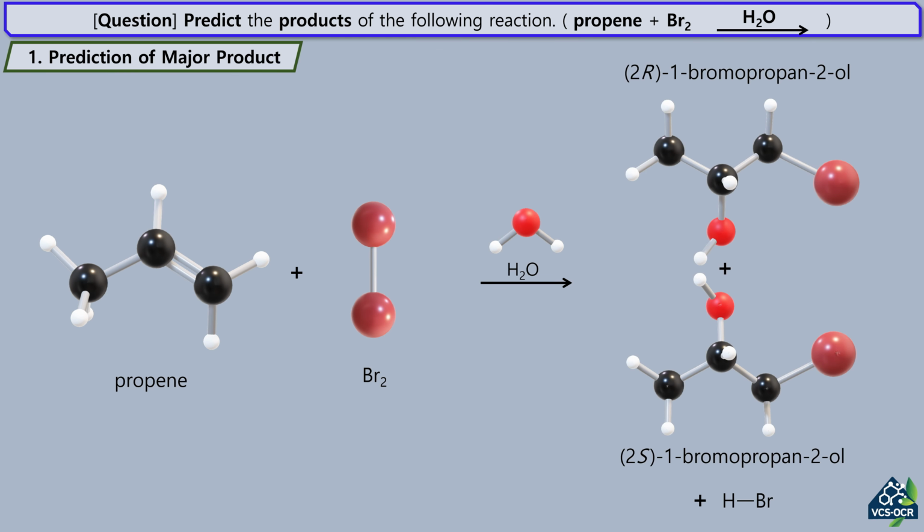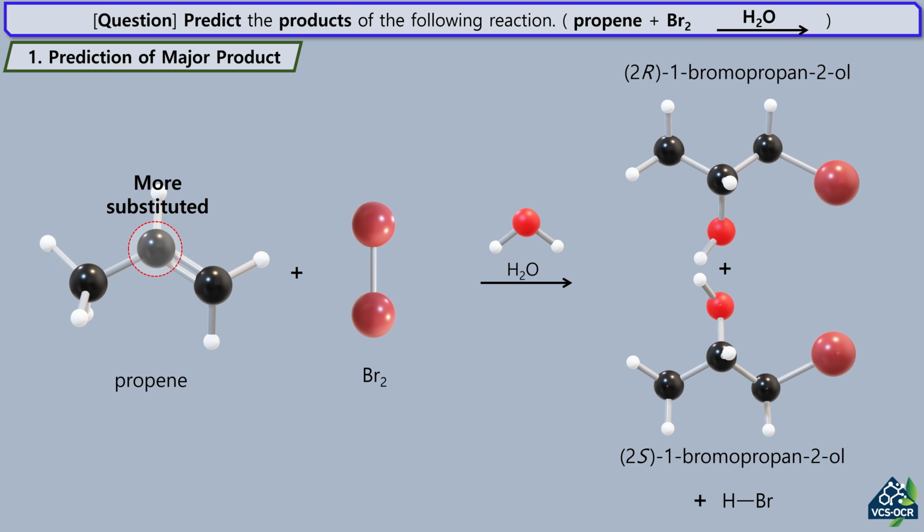Bromohydrin formation is an anti-addition of Br2 and H2O to an alkene. It's regioselective, with the hydroxyl group adding to the more substituted carbon, following Markovnikov's rule. This occurs because the intermediate bromonium ion allows the nucleophile to attack the carbon with greater positive character.